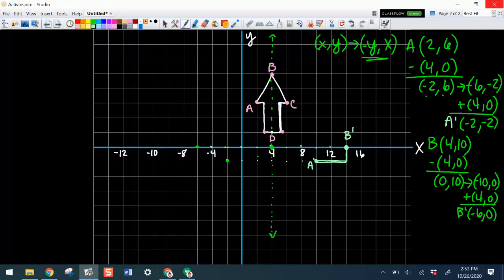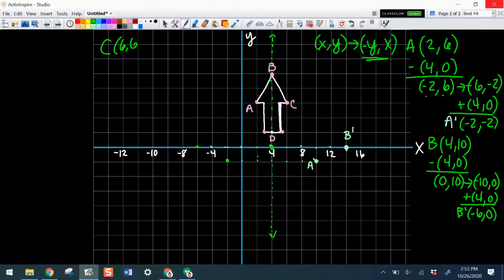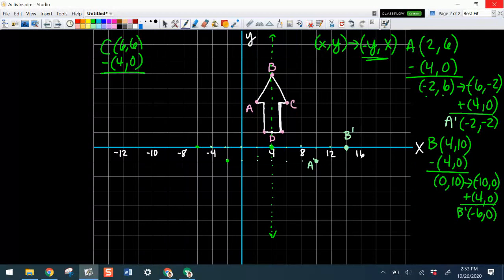Before we get ahead of ourselves, let's finish finding C and C prime. C was located at 6, 6. We are going to subtract our center of rotation, which is 4, 0. 6 take away 4 is 2. 6 take away nothing is 0.